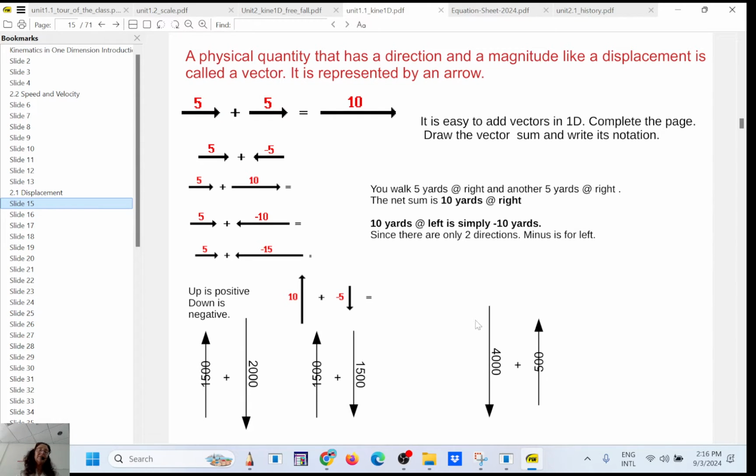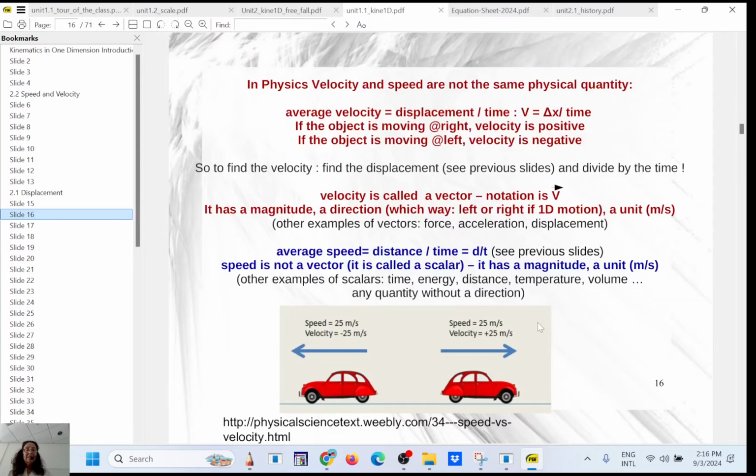It could be up and down, right? You can fall 4,000 feet down, like if you're an insect, and then 500 up, the total displacement will be down. Okay, so these are vectors. They don't add up the same way that we add numbers. So that was distance versus displacement.